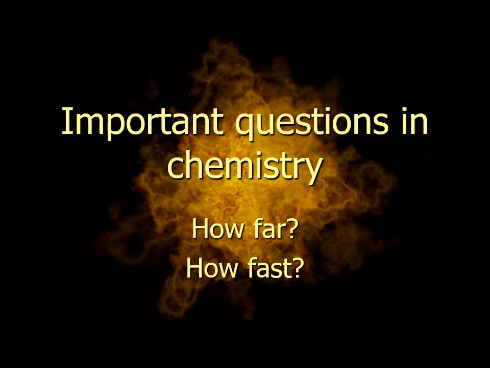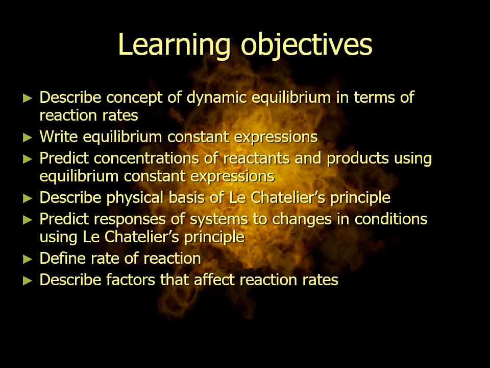In the first part of chapter 9, we were looking at basic concepts around energy, heat, temperature, and the concept of specific heat and measuring heat changes in processes using calorimetry. The rest of this chapter we're going to devote to addressing two important questions: how far a reaction will proceed and how fast that reaction will go.